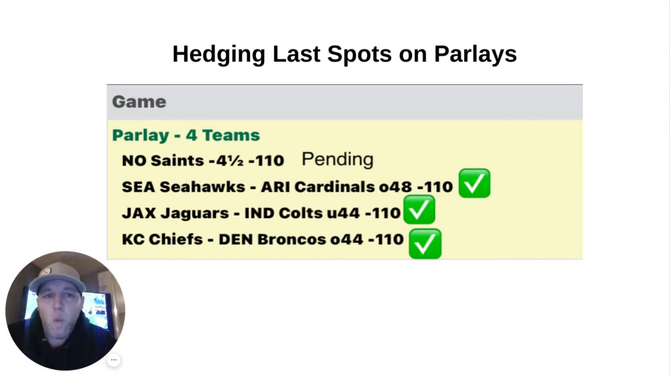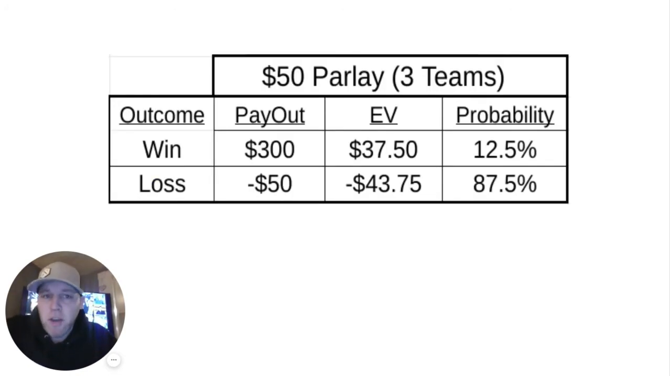because what happens is you won't win enough to make up for the losing parlays and all the times you never got a chance to hedge. So, if we look at the math here, a $50 3-team parlay pays $300, right? We know that. Now, that's assuming all legs of the parlay are minus 110 odds.